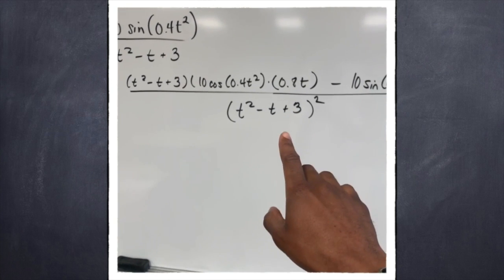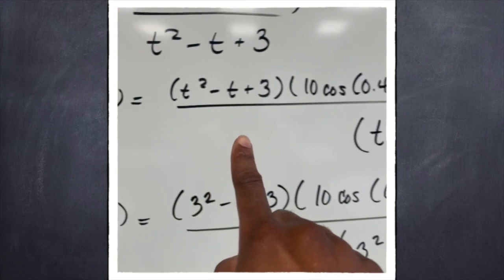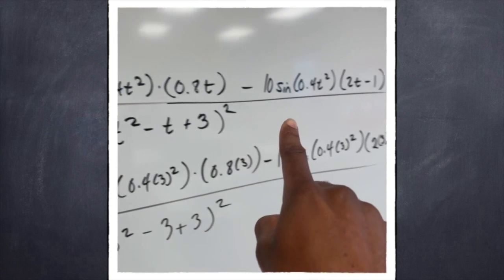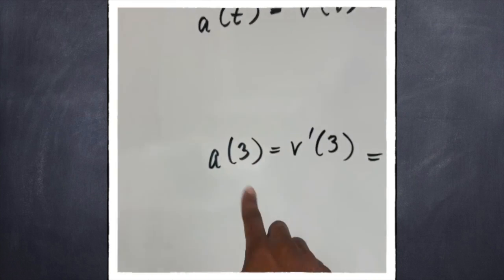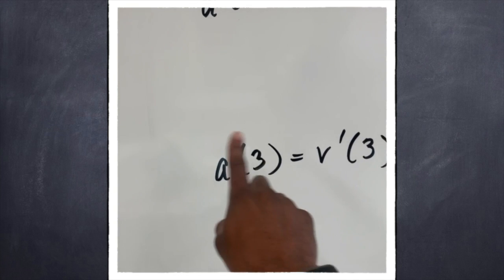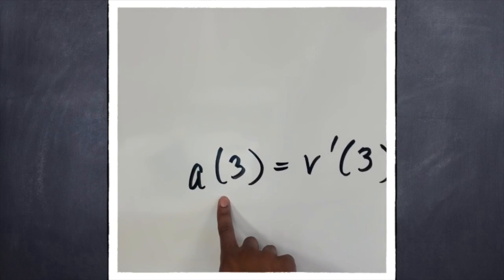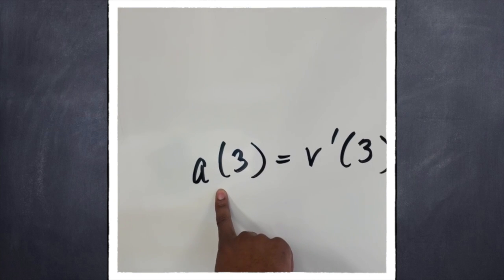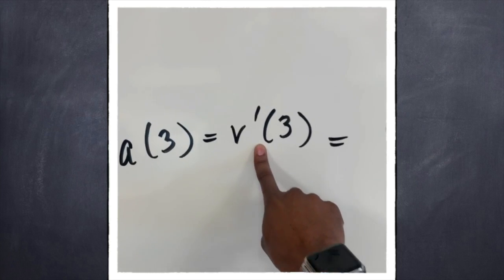All right, so this is an alternate way of getting your points. This is your derivative using the quotient rule right there. And once you have that written down, this is your next thing, because this is where your points are going to come in. The question asks, what is the acceleration at 3? The acceleration at 3 is equivalent to the derivative of the velocity at 3.